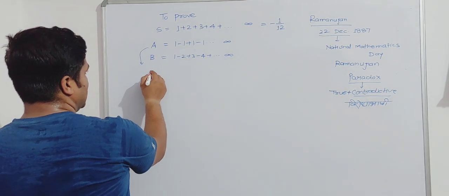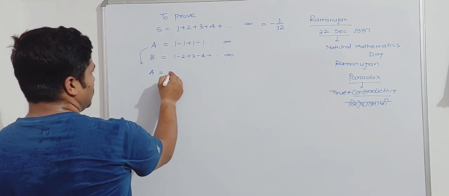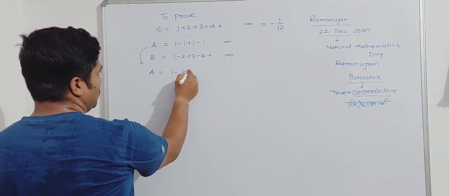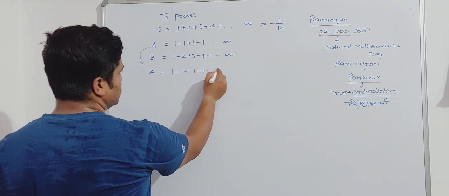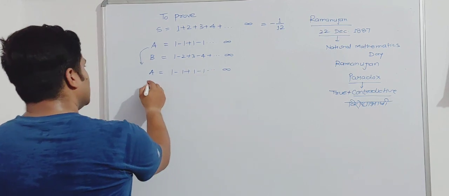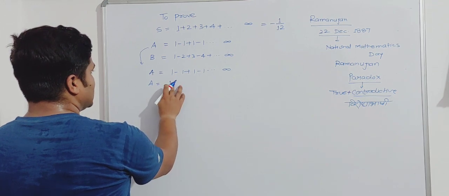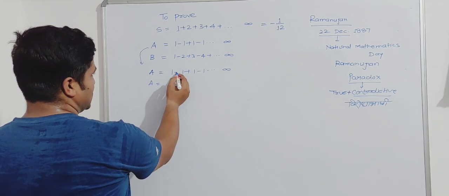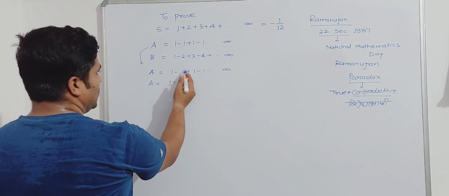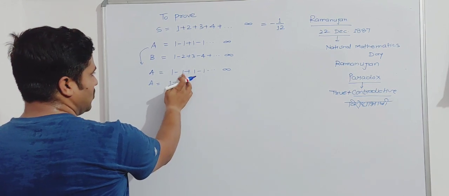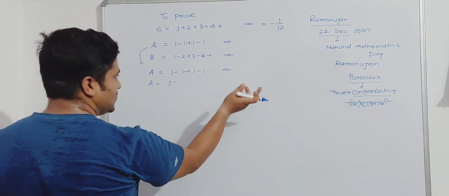So let us take A once again. A will be equal to 1 minus 1 plus 1 minus 1 and so on up to infinity. A is equal to, if we take minus as common from the second term onwards. Okay, so what will happen if we take minus? All the inside terms will interchange their sign.